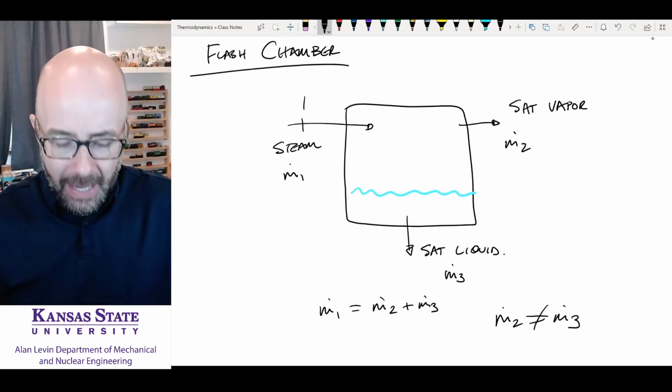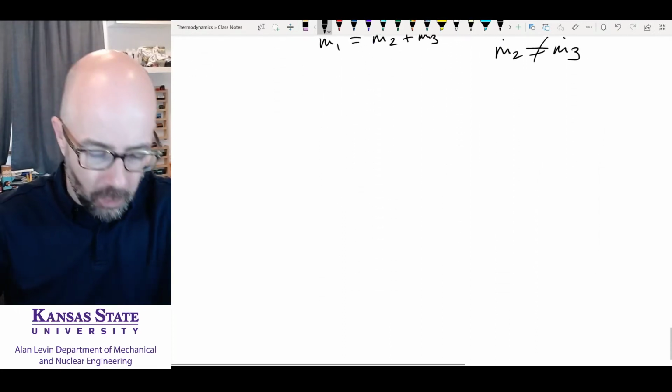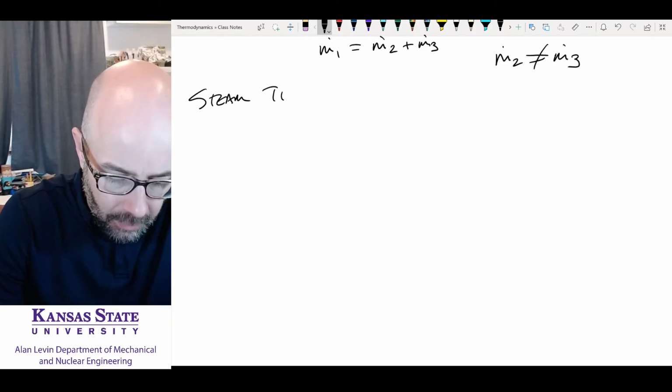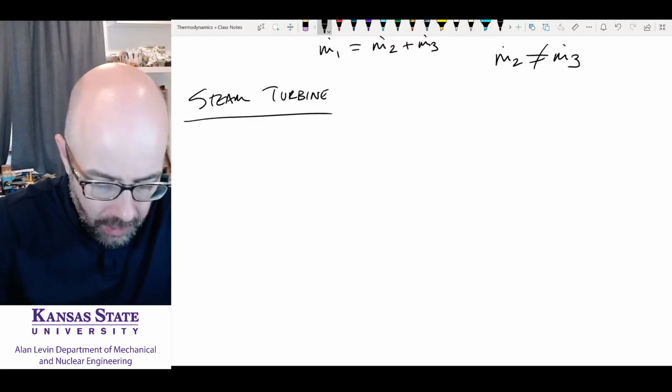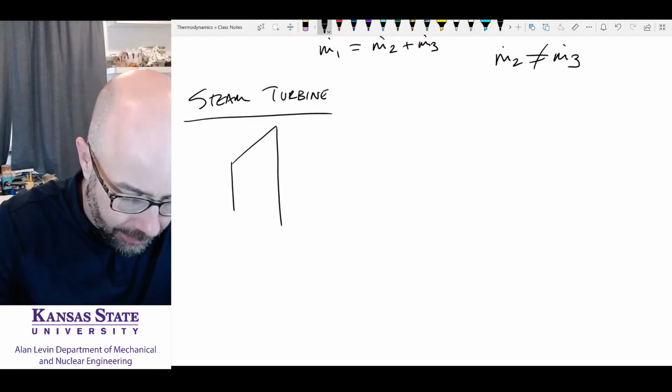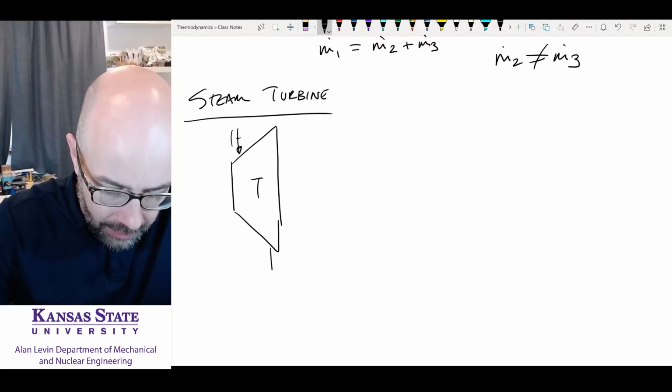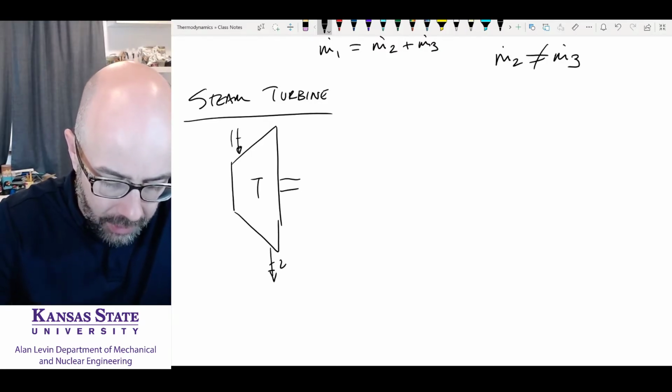Okay, let's do an example. Here's a steam turbine. Let's draw a simple steam turbine here. We have a flow coming in here at 1 and a flow going out here at 2. And we're going to have some sort of shaft here.